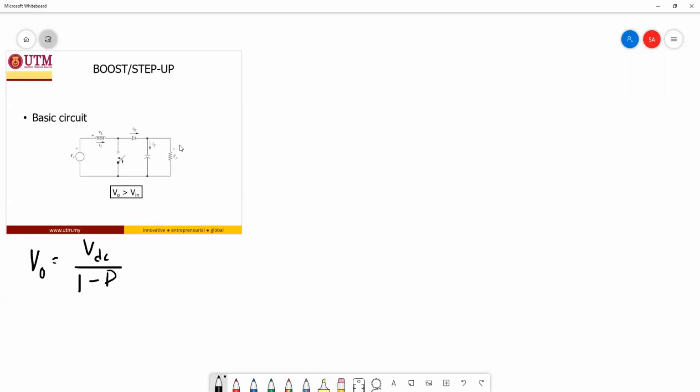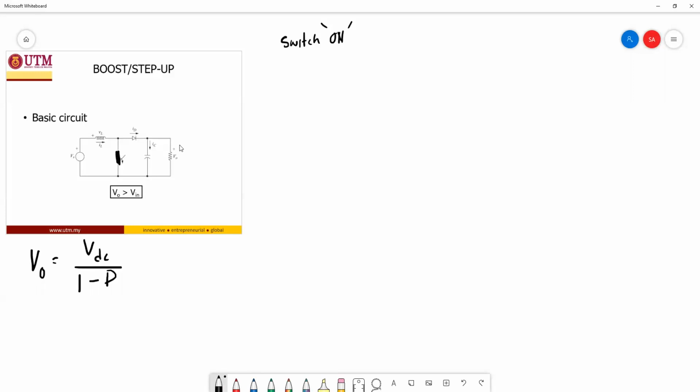It's actually similar to the buck converter, where we need to analyze the circuit in two conditions. The first condition is when the switch is on, and the next condition is when the switch is off. So we start with the switch on. What happened to the circuit when the switch is on? It means that this switch is closed.